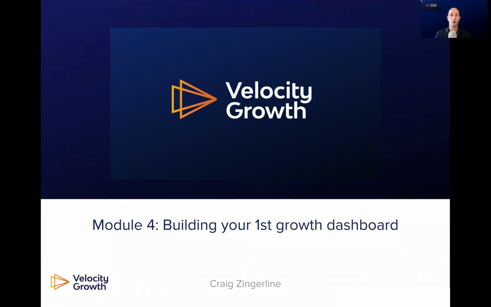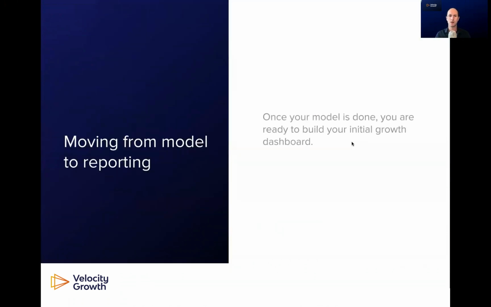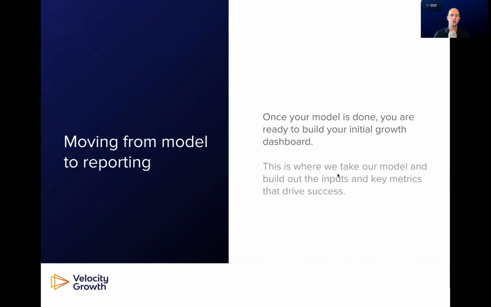This is module 4, and this is where we look at building your first growth dashboard. And so this is really where, once your growth model and your financial model and your IO models are done, remember, those are all forward-looking projections. Once that's all done, now you're ready to build your reporting structure and your initial growth dashboard. And so this is where you really move from that model to reporting. That's where we take our model and we build out all of the inputs and key metrics that drive success.